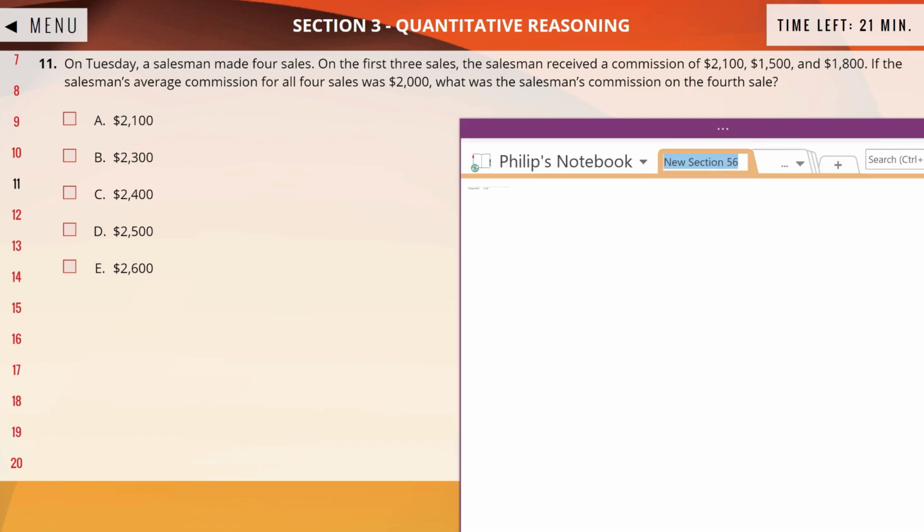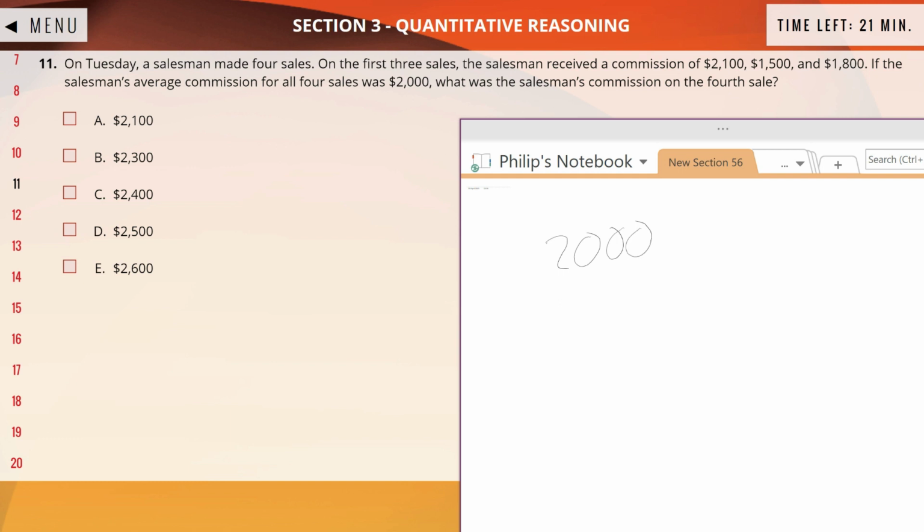I always tell students, if you're given an average, convert it to a total. So you notice they told us the average for all 4 sales was $2,000. Therefore, multiply that by the number of terms to find the total. I can't count the number of times I've told students to do this. They give you an average, multiply it to find the total.